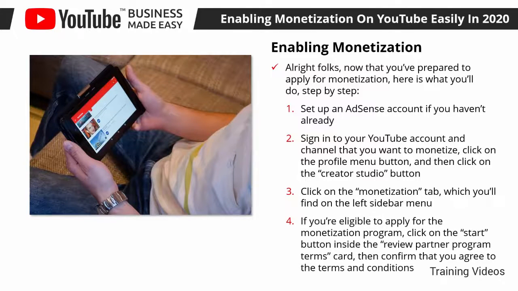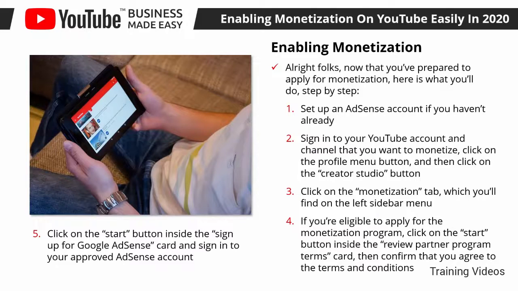Number 4. If you're eligible to apply for the monetization program, click on the Start button inside the Review Partner Program Terms card. Then confirm that you agree to the terms and conditions. Number 5. Click on the Start button inside the Sign Up for Google AdSense card and sign in to your approved AdSense account. Now, all you have to do is wait for approval, which can take 30 days or less.